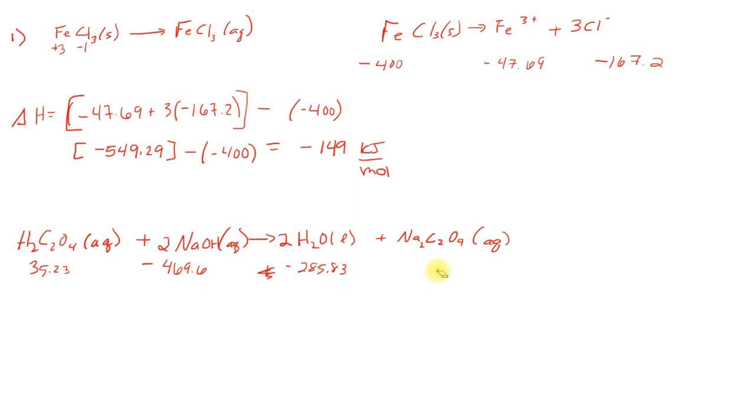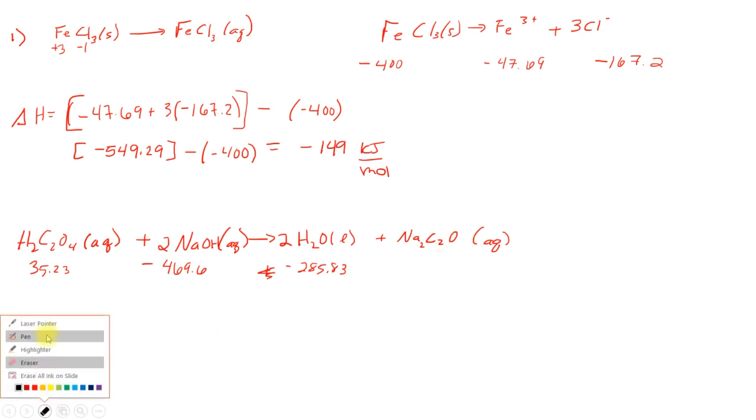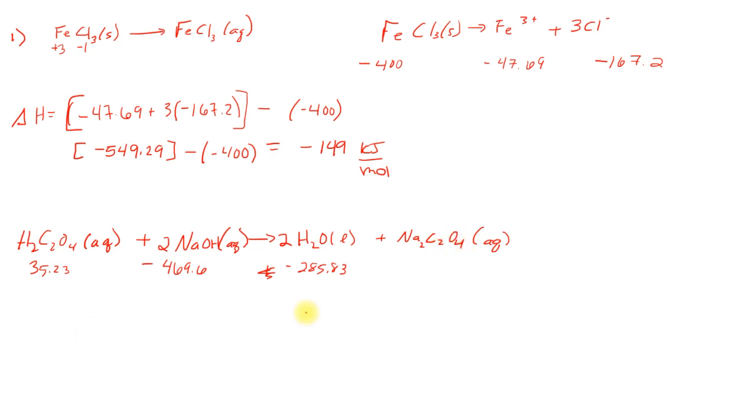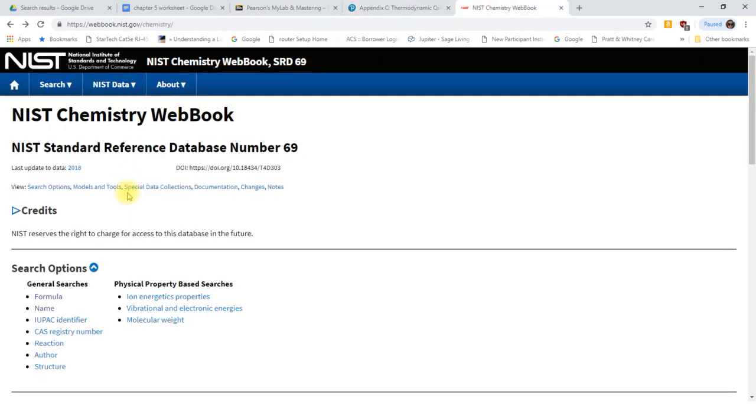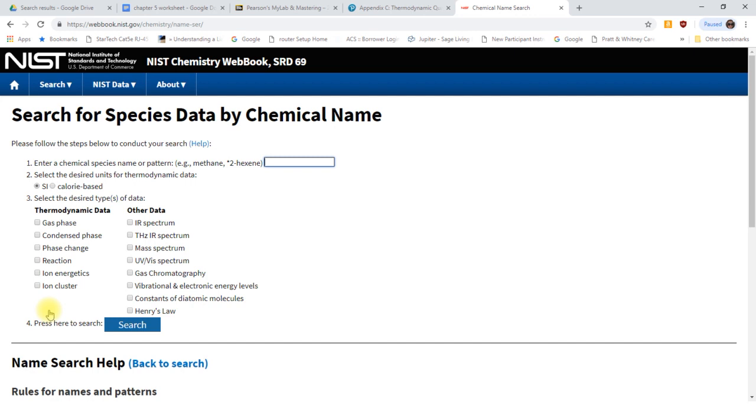But anyway, you can find the web book just by Googling NIST web book. And again, that's where a lot of our information for the entire nation is sort of housed. So that brings us here. I'm going to search by name. You could search by formula, but typing it in gets kind of odd because you can't do subscripts and stuff.